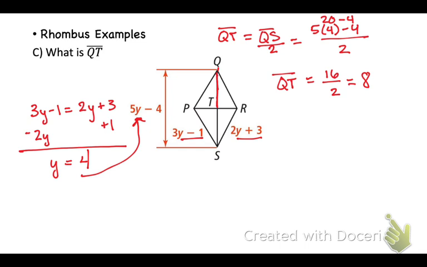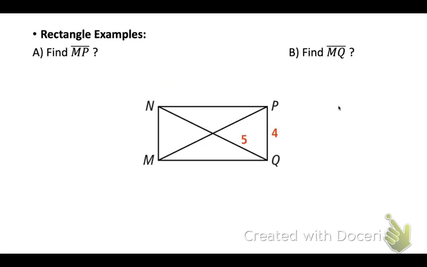So are you going to have to find one thing to find another? Yes. So we have one more example, rectangle. Okay, rectangle. So it says find MP. So MP. What do I know about rectangles, diagonals? They're congruent, yes? So if I know this chunk right here is 5, what's the whole thing? 10.